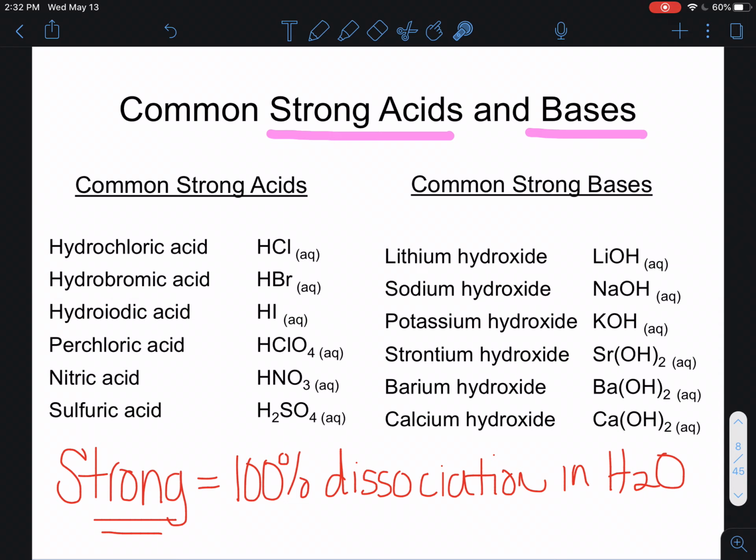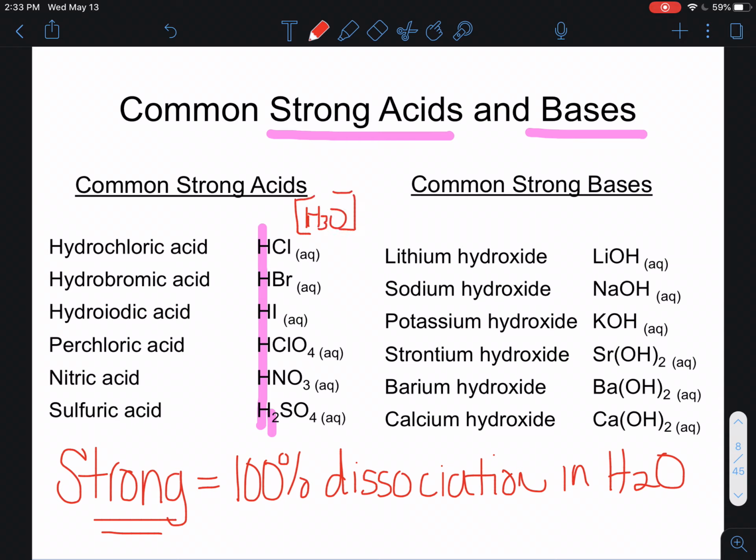So hydrochloric acid, hydrobromic acid, hydroiodic acid right here, perchloric acid, nitric acid, also sulfuric acid. Again, we know these are Arrhenius acids because of the presence of this H plus, or proton. All of these guys dissociate in water to form H+. Specifically, and more specifically, I should say, H3O+.